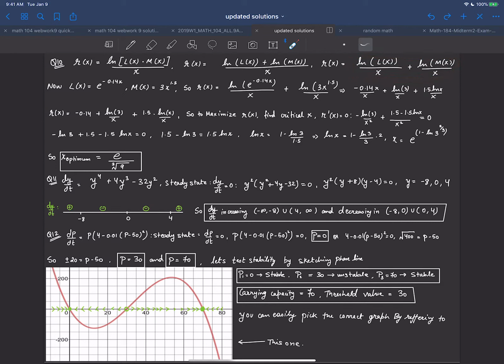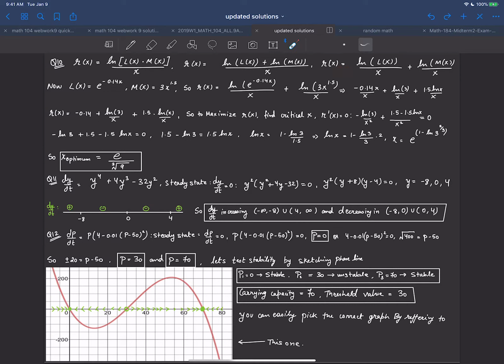Once you have these two separate entities, you're given the L values, you're given the M values. So you plug them into the functions and simplify a bit further. Ln of e to the power of something is just that something itself because of a property of ln. So that top becomes just negative 0.14x. However, in this case, you have to treat ln of 3x to the power 1.5 as again something being multiplied inside a ln, where the first thing is 3, the other thing is x to the power 1.5.